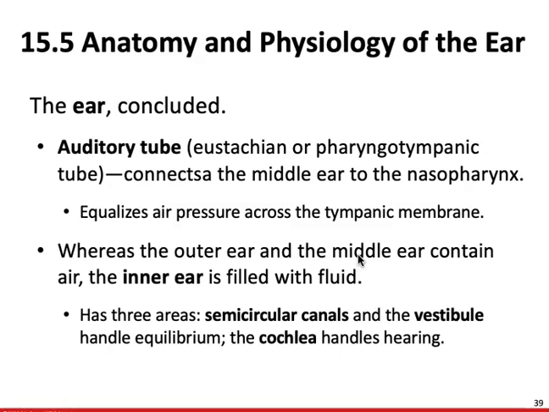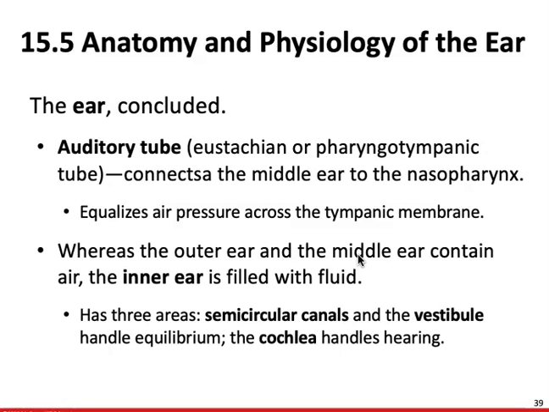One last thing I want to say, so here's just some notes about that auditory tube or the eustachian tube, or you may hear it referred to as the pharyngotympanic tube. It's going to be responsible for connecting the middle ear to the nasopharynx. This is what's going to equalize that pressure across the tympanic membrane. So that's the middle ear.